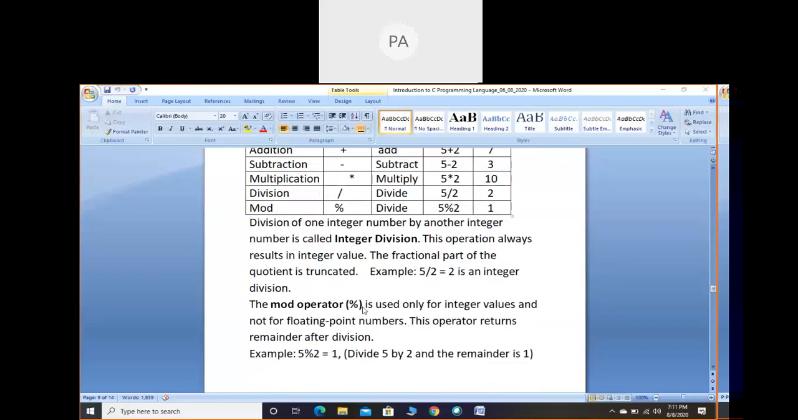Then, when you apply the mod symbol, you should be very careful that you apply it only to integer numbers, not to floating point numbers. We cannot say 5.2 divided by 2.5 like that, or even 5.2 divided by 2. Numerator and denominator both should be integers. Then only we can expect the result.